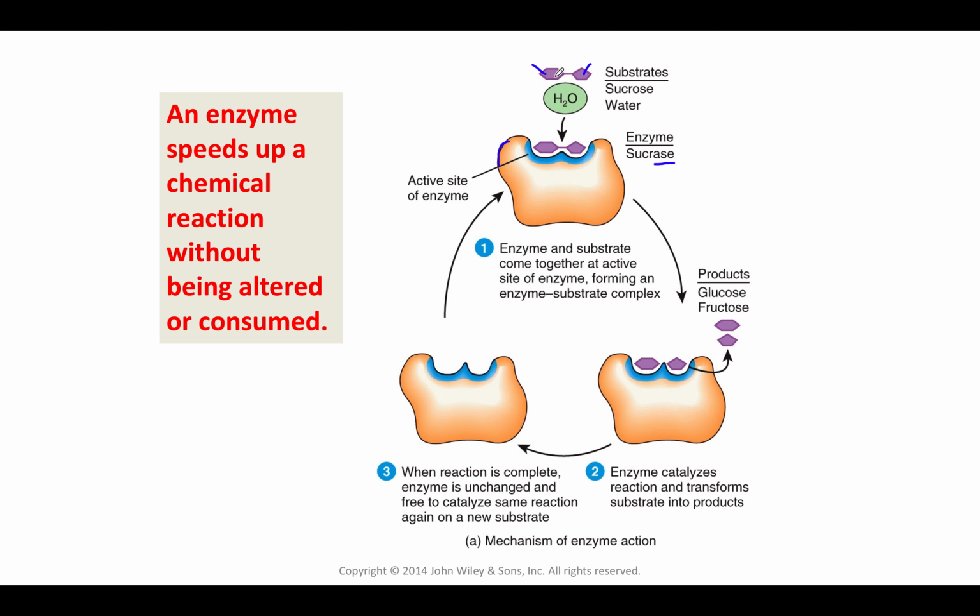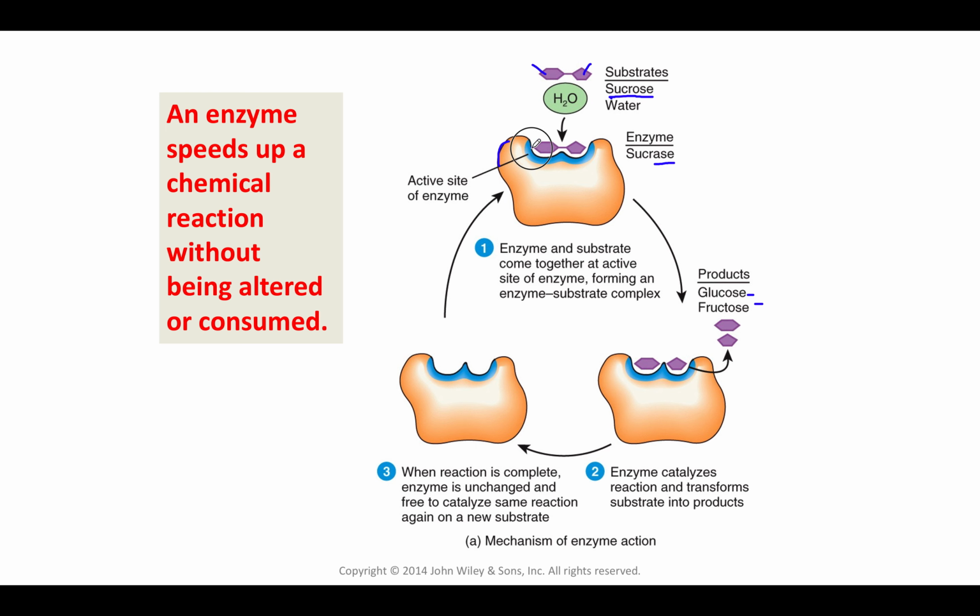The water which is found in the intestines together with the sucrose, which is a product of carbohydrate digestion. It's a disaccharide. However, it cannot be absorbed in the intestinal villi. It needs to be transformed into monosaccharides. So water plus the disaccharide sucrose, in the presence of sucrase, is going to be broken down into monosaccharides, glucose and fructose.